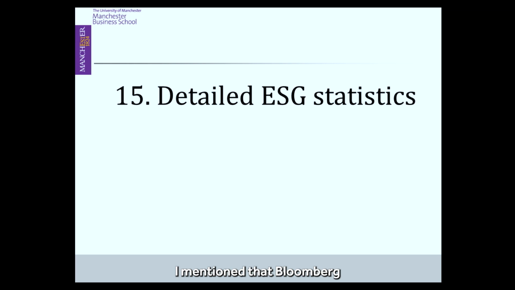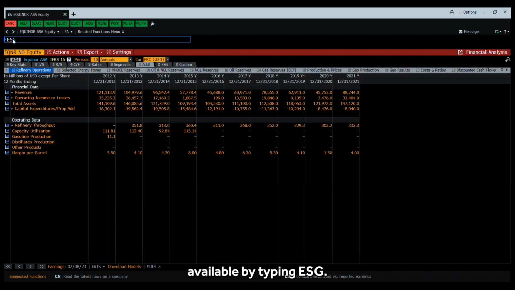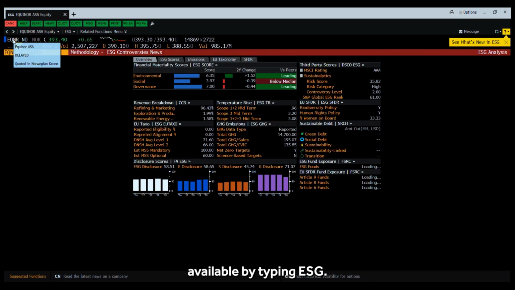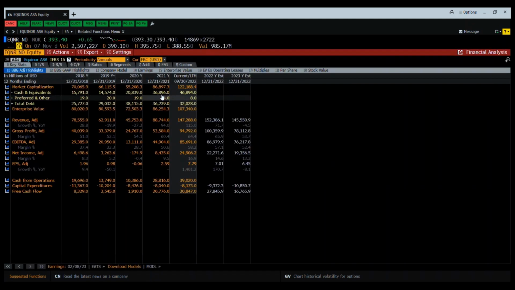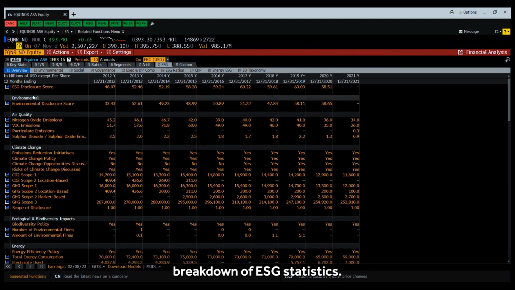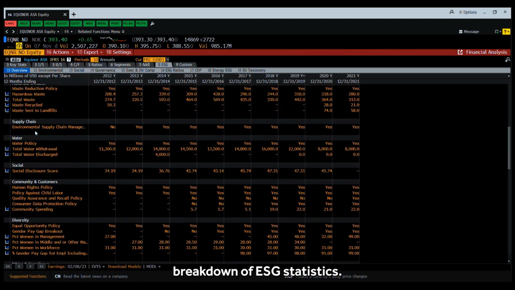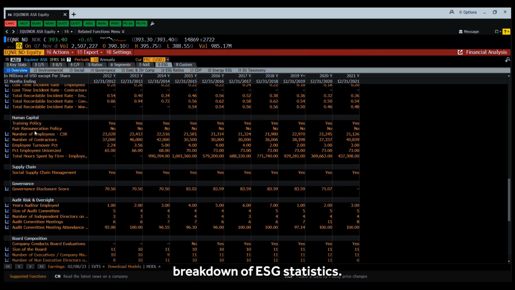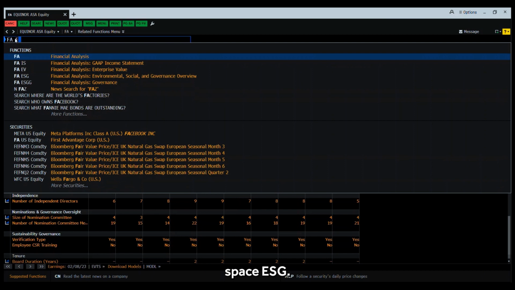Previously, I mentioned that Bloomberg has a dashboard of ESG information available by typing ESG. However, for a more detailed breakdown, we can go back to the Financial Analysis menu by typing FA, and then navigating to the ESG tab, which gives us a much more detailed breakdown of ESG statistics. If we wanted to get to this page quickly, we could type FA space ESG.